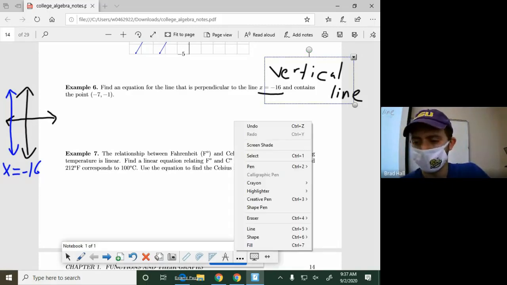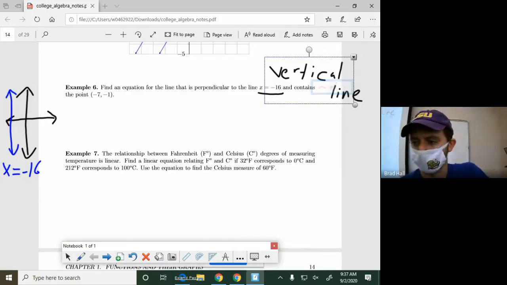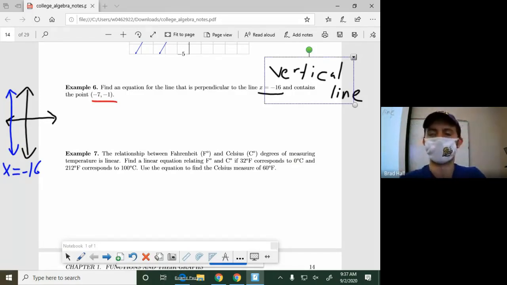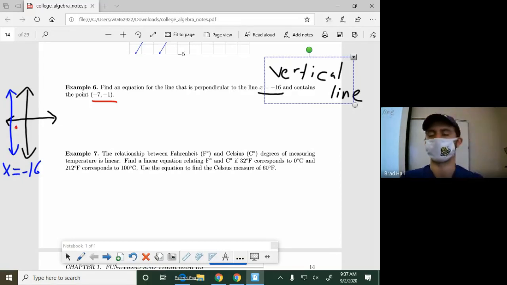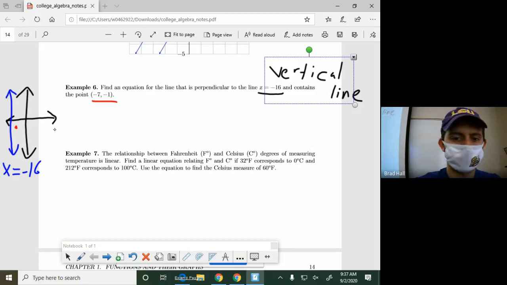And not just any horizontal line, because we can draw a whole bunch of horizontal lines. We want a horizontal line that goes through the point -7, -1. Let's say that point would go right here. You know, you go to the left 7 and down 1. Let's say it goes right there. And we need a horizontal line to go directly through that.